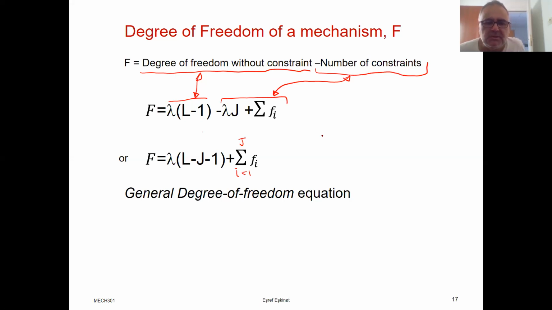So this is the general degree of freedom equation. And it is quite straightforward, actually. Lambda is the degree of freedom of space. Lambda is either 3 or 6. You just have to count the number of links, count the number of joints, and find the degree of freedom of each joint.